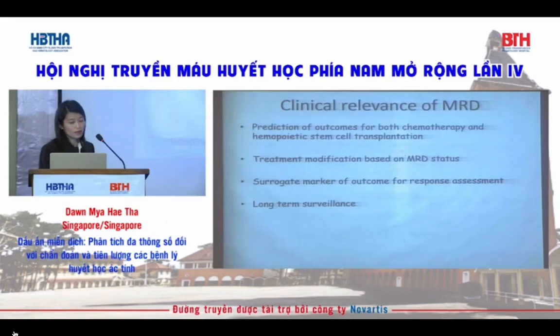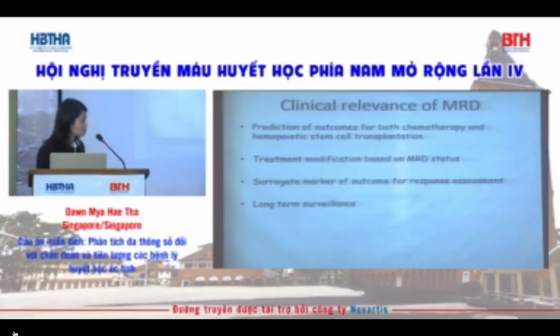So what is the clinical relevance of MRD? So MRD status is proven to predict outcomes for both chemotherapy and hemopoietic stem cell transplantation. It is also reasonable to modify treatment based on MRD status in some diseases. It can also be used as a surrogate marker for outcome assessment. And in a clinical trial setting, if MRD can be used as an endpoint, rather than the conventional endpoints like event-free survival or overall survival, the new therapeutics can be made available faster for the clinical practice.